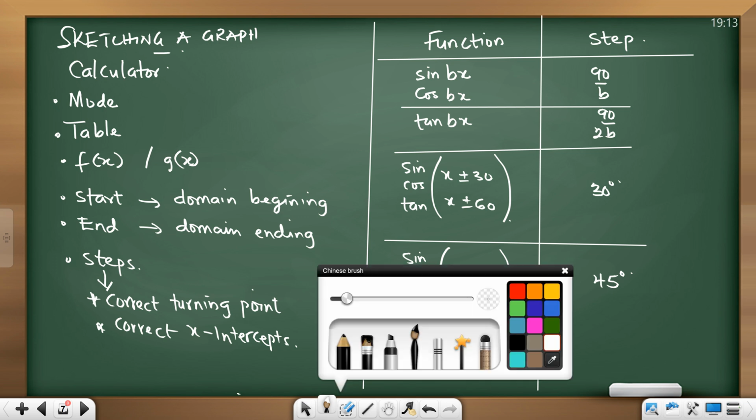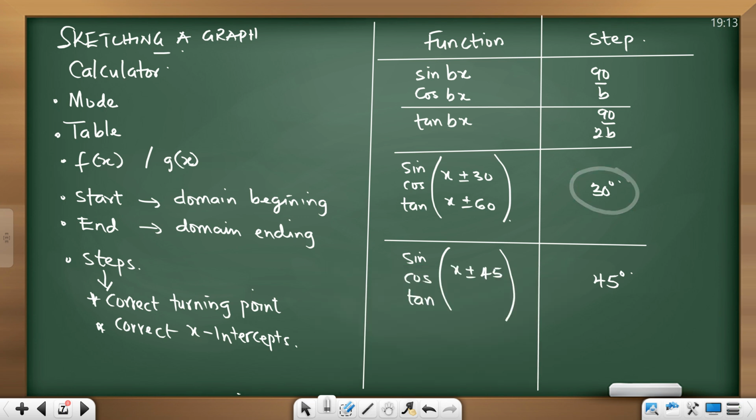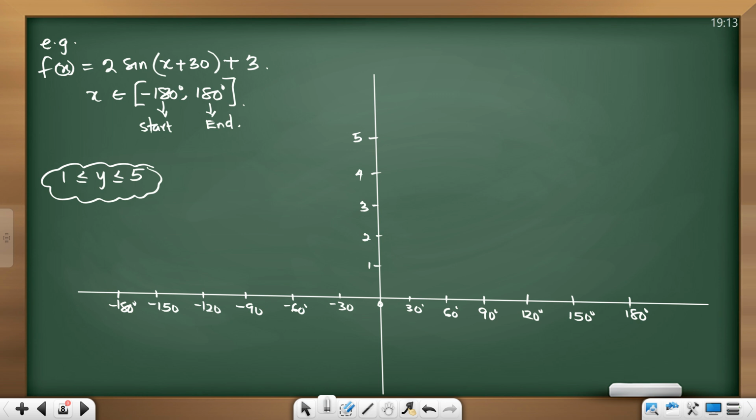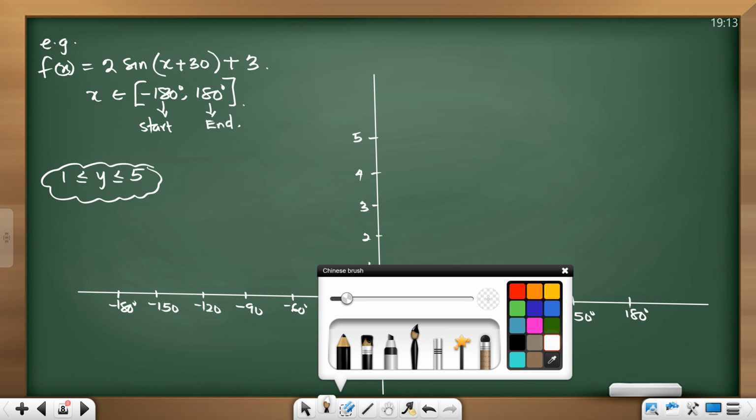The one with 30 degrees. So what's the step? Plus 30 degrees. That's your step there. So press the step. Equals to. Oh, it gave me a table. We're done. It's that easy.